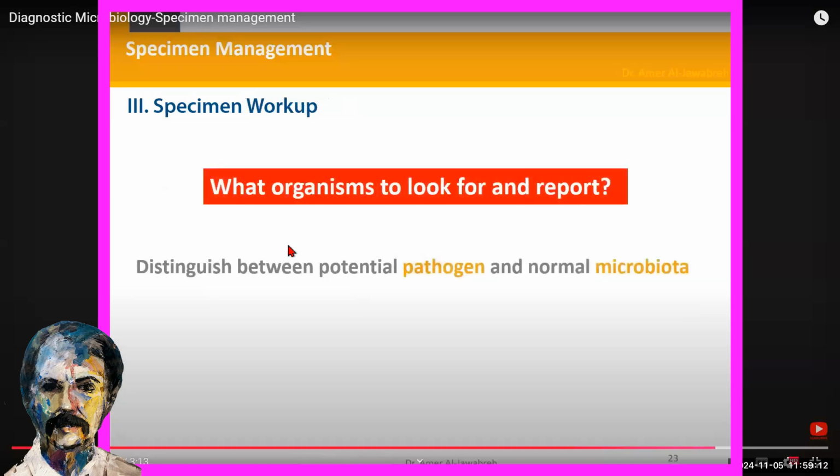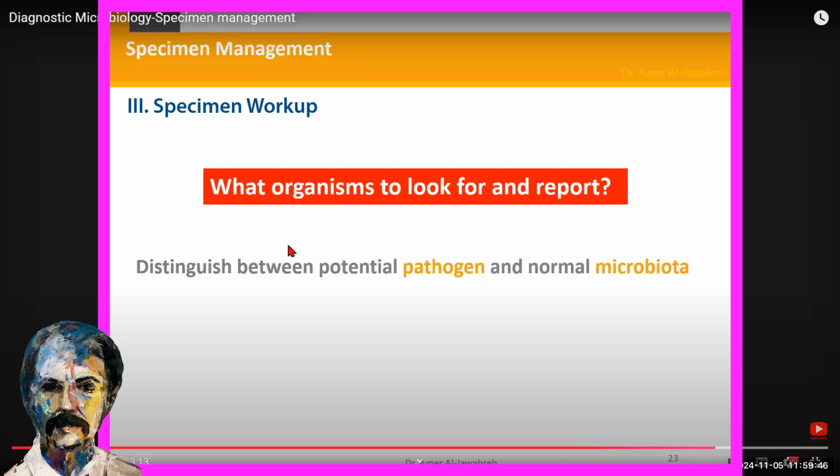Okay. What organisms to look for and to report? Of course, in the CSF, you have to report every organism. In the pleural fluid, the same story. Ascitic fluid, also the same. Why? Because these are sterile fluids. These fluids should contain zero bacteria. If you find bacteria in these places, you have to report them, regardless of what type.